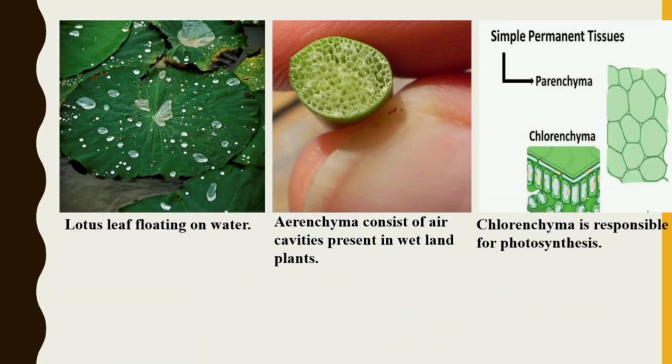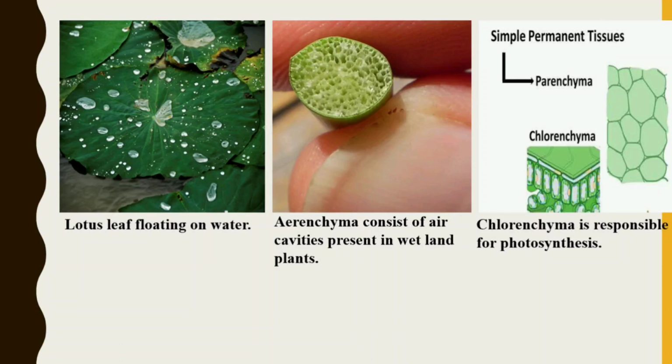Coming to the next slide. Here you can see there are three pictures. The first one shows how the lotus leaf is floating on water. In the next one you can see parenchyma consisting of air cavities present in wetland plants, that is aquatic plants, and it helps in flotation. The third diagram is about chlorenchyma, which is responsible for photosynthesis, because it is a special type of parenchyma which has chlorophyll and that supports photosynthesis.